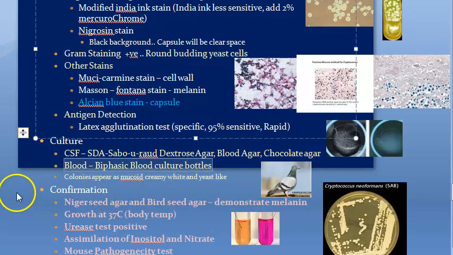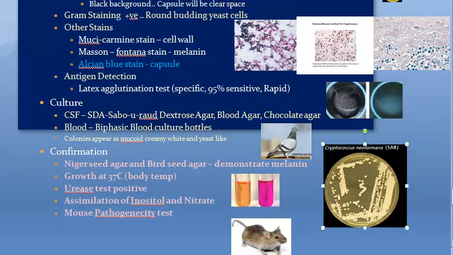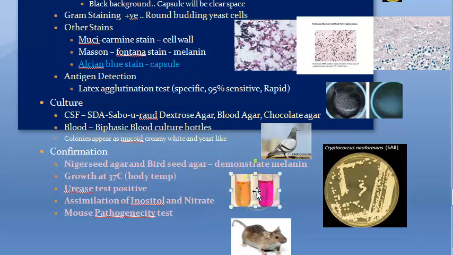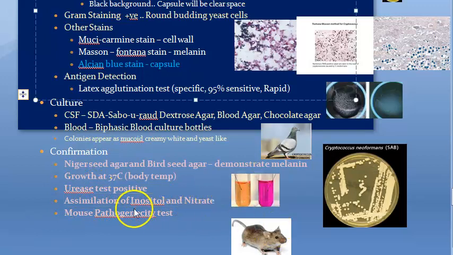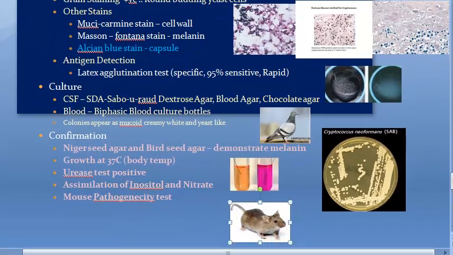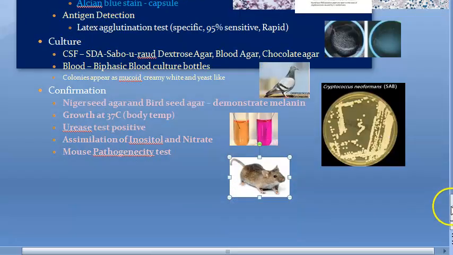Blood if you take, then you will culture it in biphasic blood culture bottles. What you will actually see, you will see these kind of creamy white mucoid yeast-like growth, the colonies. Confirmatory test, you can use birdseed agar to demonstrate melanin. You can see that the growth happens at body temperature. Urease test will be positive for Cryptococcus because it produces the enzyme urease. There is assimilation of inositol and nitrate. Mouse pathogenicity test to confirm the cryptococcal infection.